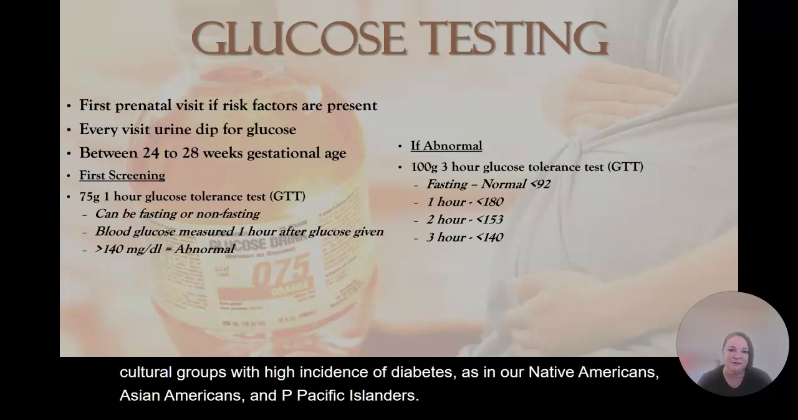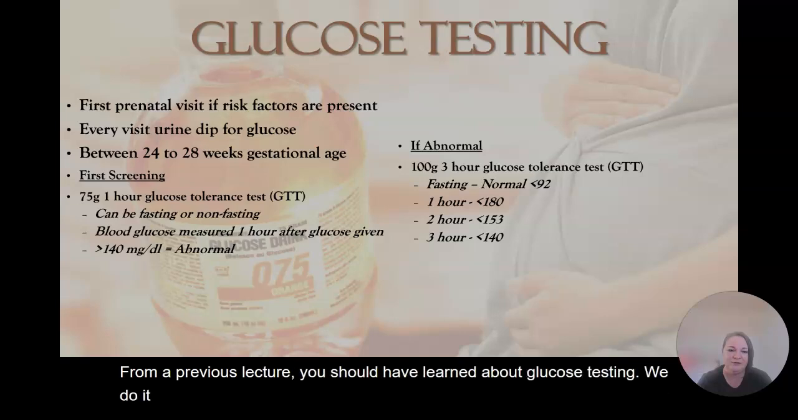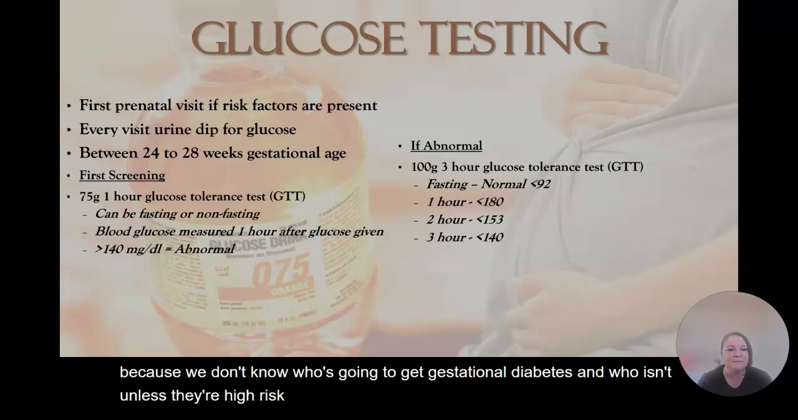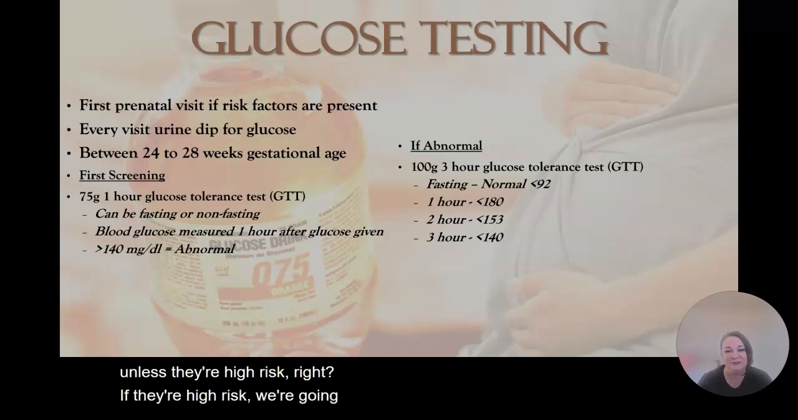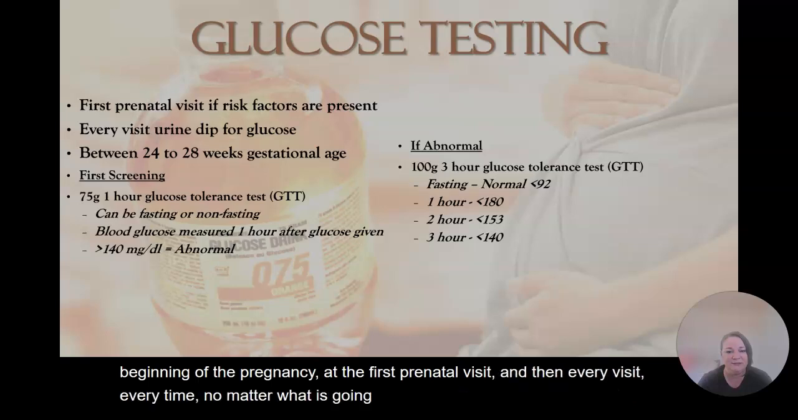From a previous lecture, you should have learned about glucose testing. We do it between 24 and 28 weeks of gestational age. We test all women because we don't know who's going to get gestational diabetes and who isn't, unless they're high risk, right? If they're high risk, we're going to do this glucose tolerance test at the beginning of the pregnancy, at the first prenatal visit. And then every visit, no matter what, is going to get a urine dip for glucose.